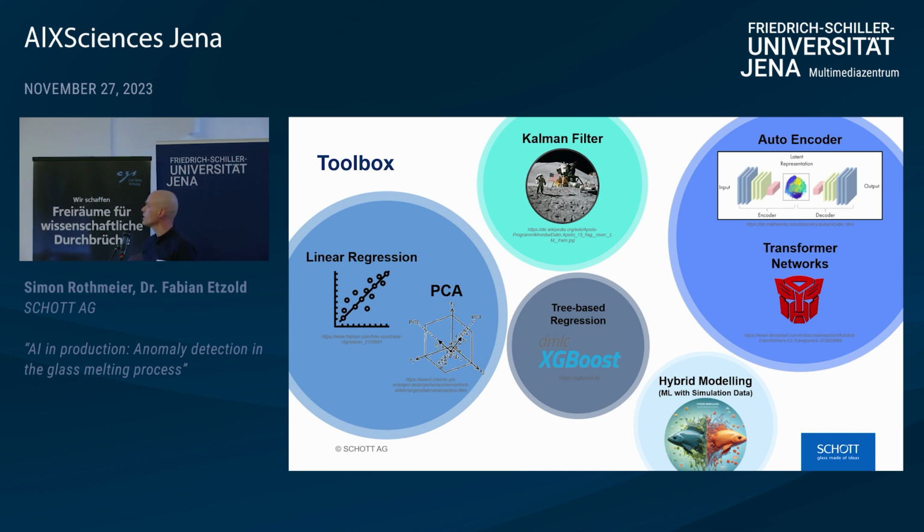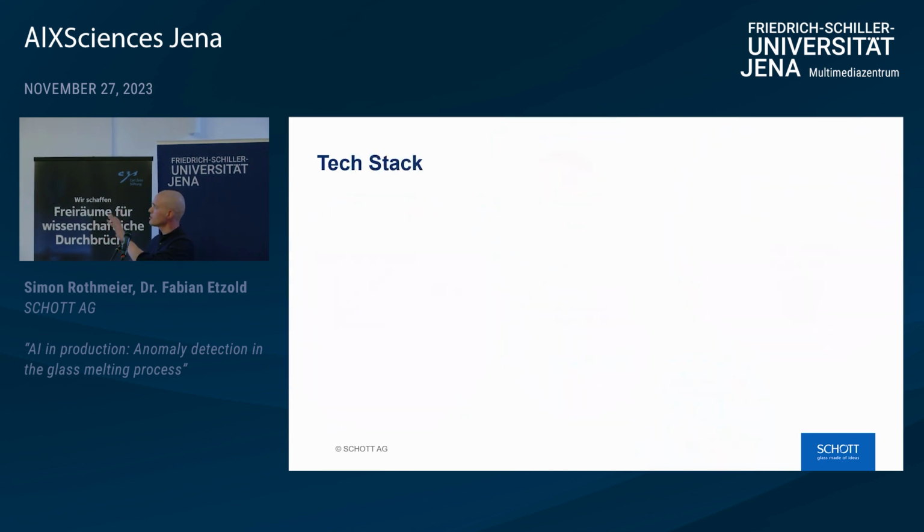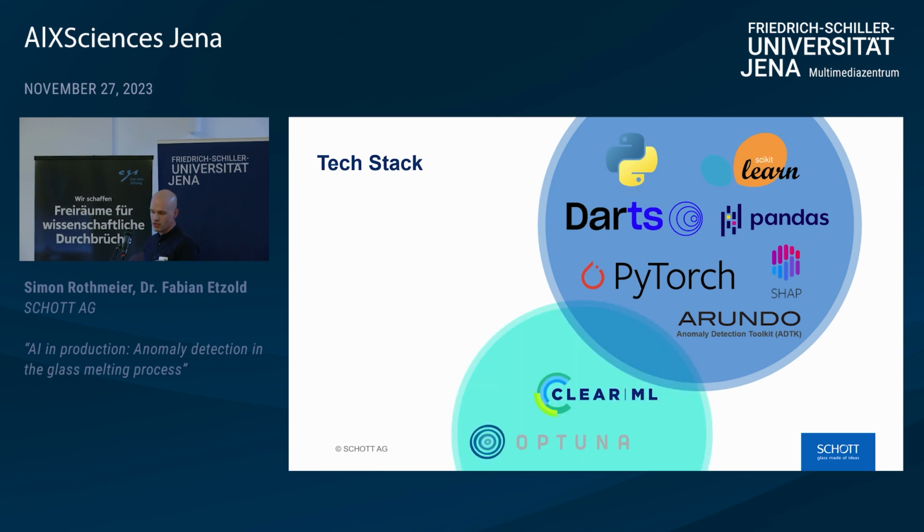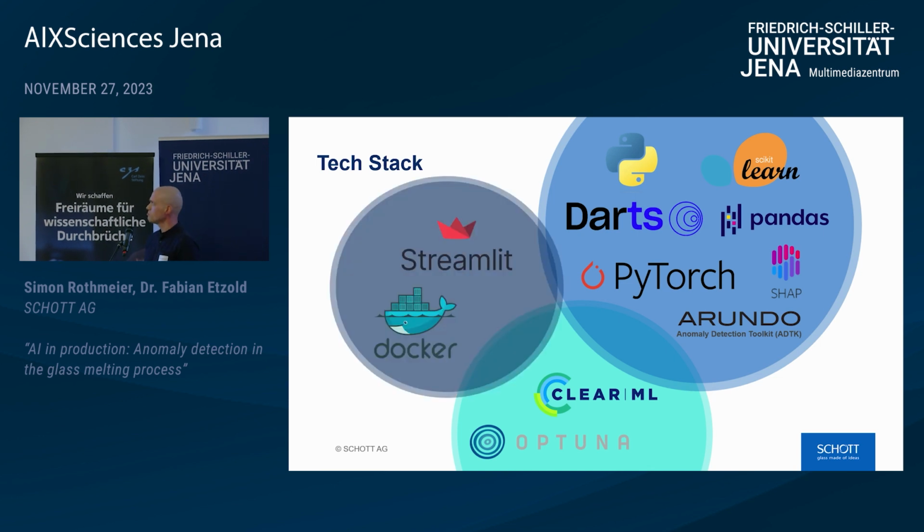We also heard something about that previously when it comes to combining machine learning with simulation data from the production lines, for example. Quick glimpse on the tech stack. We use Python here, so the classical machine learning tech stack: scikit-learn, pandas, SHAP values, PyTorch. For tuning, we use ClearML and Optuna, and when it comes down to rapid prototyping with UI and deploying, we use Streamlit and Docker containers for that. So yeah, a lot of nice icons.